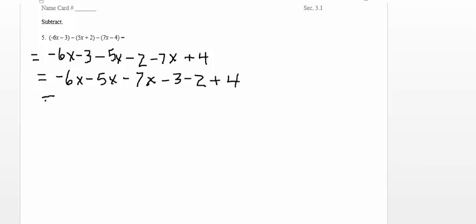Minus 6x minus 5x minus 7x gives me a minus 18x. Minus 3 minus 2 plus 4 gives me a negative 1. And this is my final answer. So I just have to be very careful on subtraction that I change the sign of every term in the second polynomial and add. This is my final answer, minus 18x minus 1.